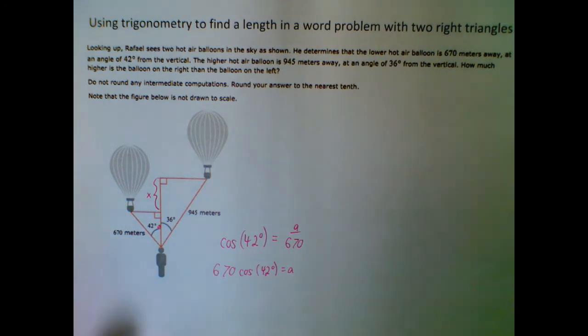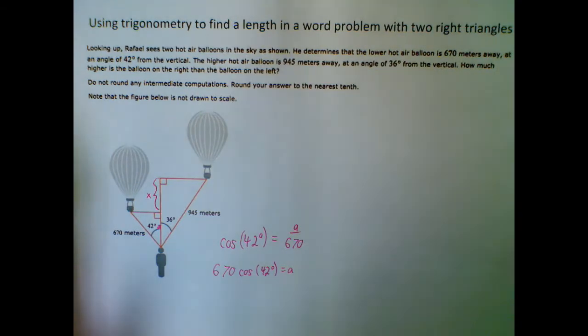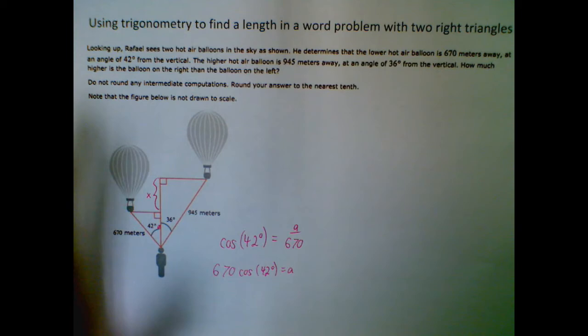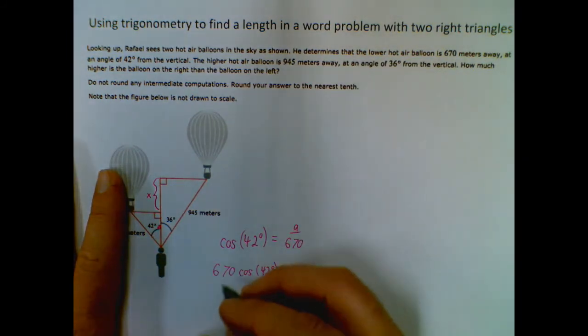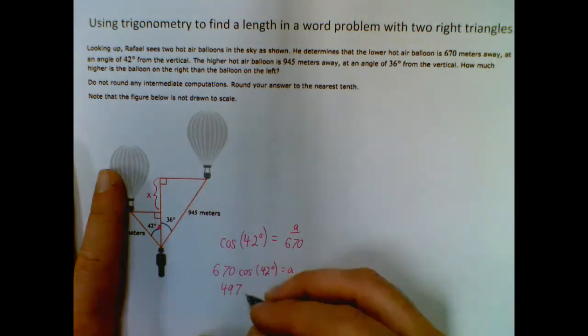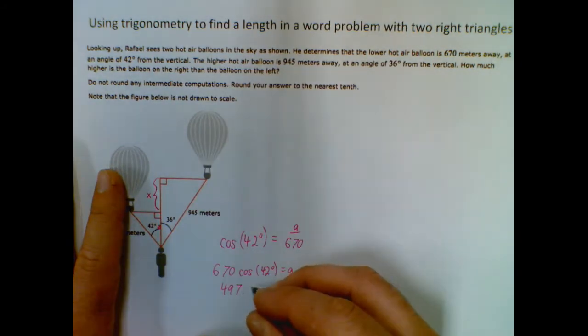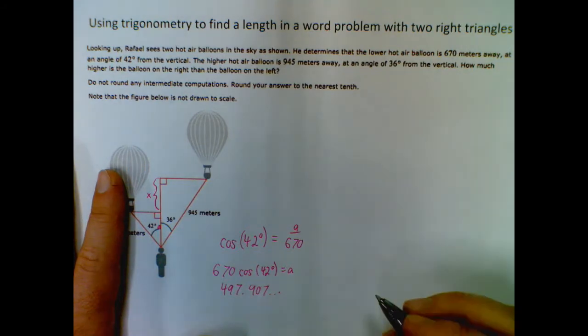Put that all in at once, and I get 497.9. Now there is an element of rounding if I cut that off, so I'm actually not going to do that yet. I'm going to give you this so you're on the right track, but I'm going to show you how to set this whole thing up together.